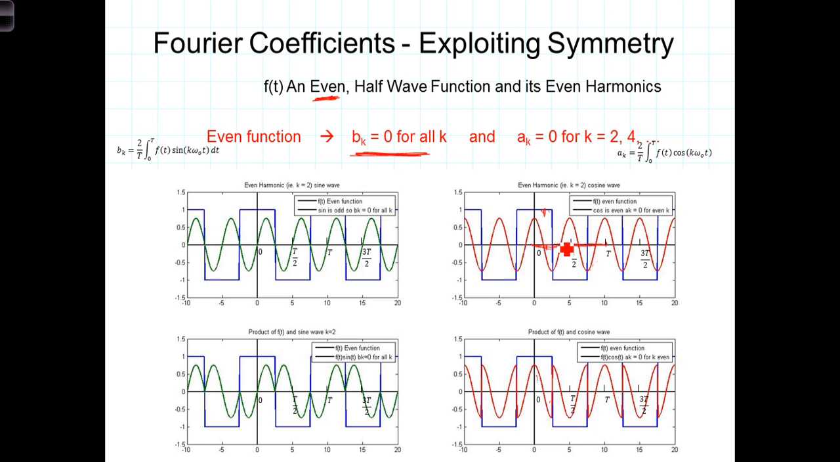So within half a waveform, you get one complete oscillation of the cosine term, oscillating at twice the frequency of f of t. With that complete oscillation, you get as much positive area as negative area, and when you integrate that product, this area and that area and that area and that area all add to 0. So when the function is even and half-wave symmetrical, the b sub k's are all 0 just due to the even symmetry, and the a sub k's will be 0 for even values of k.